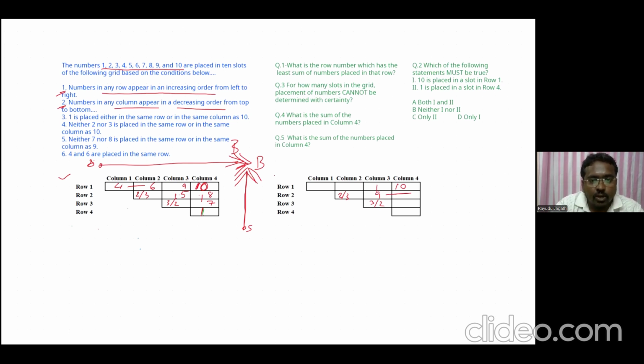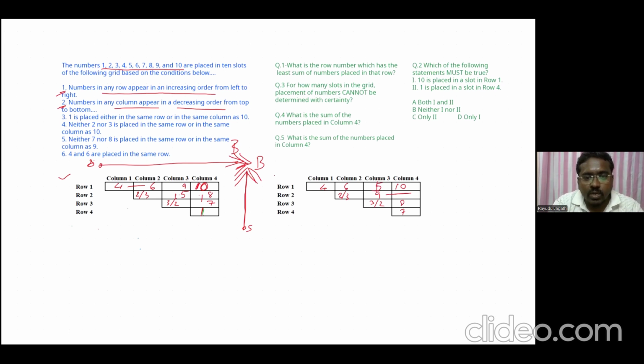here or here. 4 and 6 should be in the same row. So 4 6, according to point 6, 4 and 6 should be in the same row. And 8 and 7 can be kept like this, no problem. But if we observe, 5 has to be put in this part. 5 9 at 2 by 3, this is violating the condition. Therefore 9 cannot be occupying row 2 column 3.